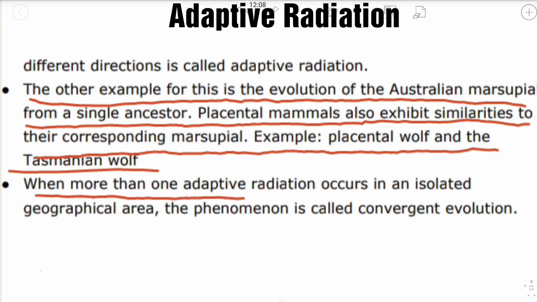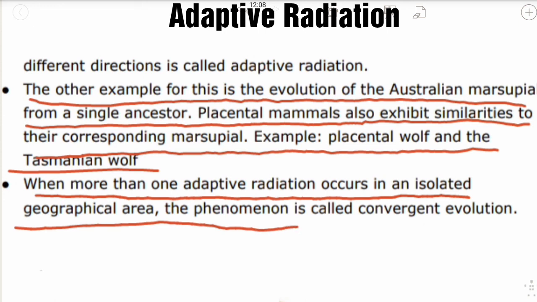When more than one adaptive radiation occurs in an isolated geographical area, the phenomenon is called convergent evolution. So in a geographical area, if more than one adaptive radiation is occurring, then it is called convergent evolution. Very simple. You can look at many examples in the textbook. They are really very easy.